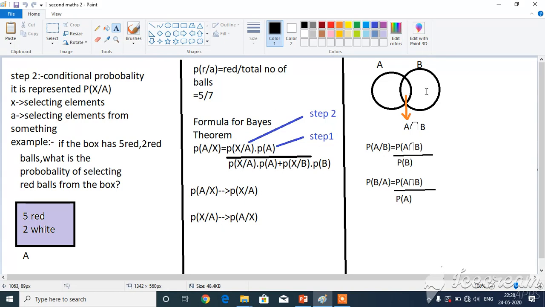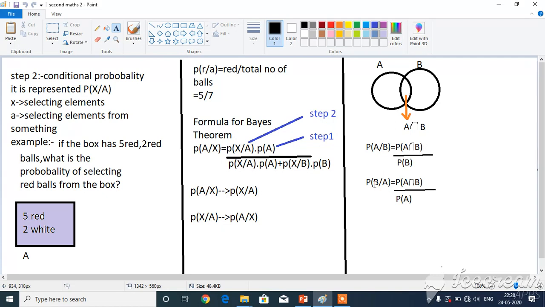In that we have to find the occurrence of A. You can see the occurrence of A in the whole of B is only in the intersection part. So the formula is P of A intersection B divided by P of B. P of B is the sample space here.